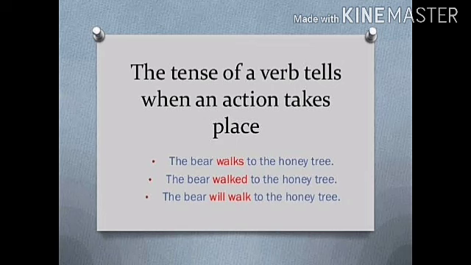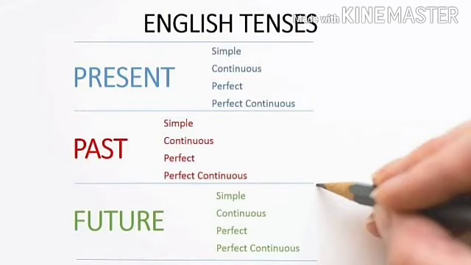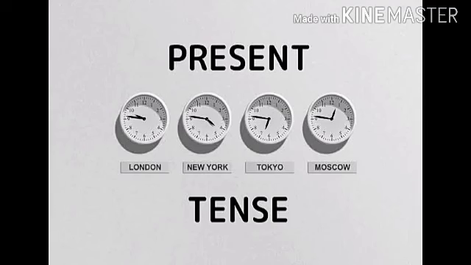Let's move to present tense. But before we proceed, let's have a look at the division and subdivision of tenses. First, we have past, then present, and future tense. Here we have subdivision of each tense, that is simple, continuous, perfect, and perfect continuous. Our simple tense is also known as indefinite tense, and continuous is also known as progressive tense. Let's begin with present tense.